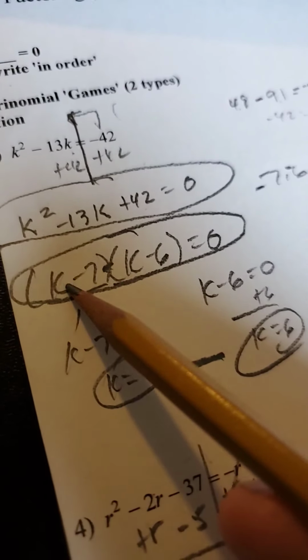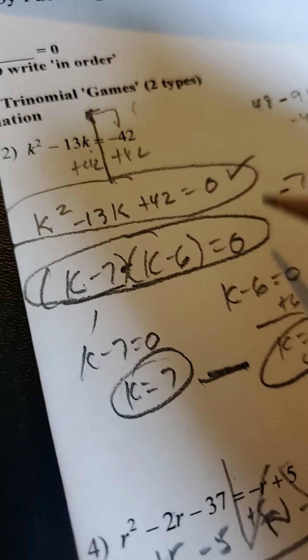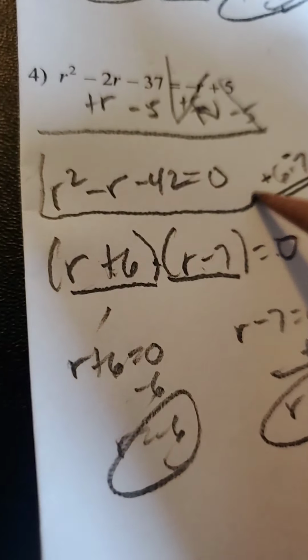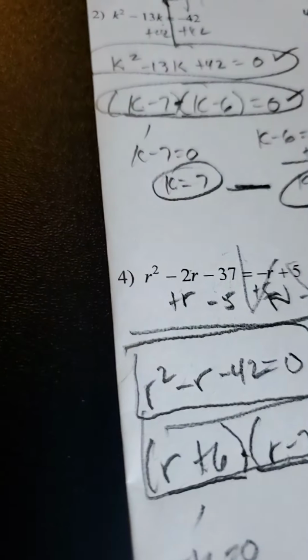Most of you could probably see how to get positive 7 and positive 6 there. But I want to see those 3 steps. In this problem, I want to see what you did to get everything on one side. I want to see the factored step. And I want to see the final answer. Not just the final answer. Okay? If you have any questions, let me know.